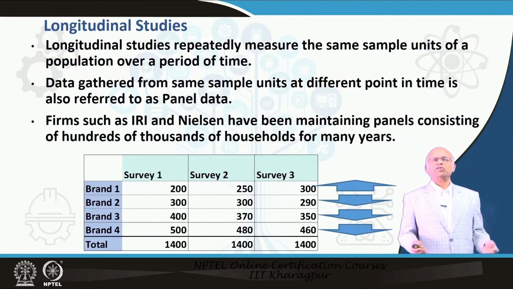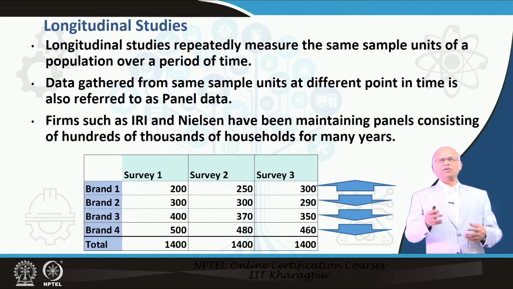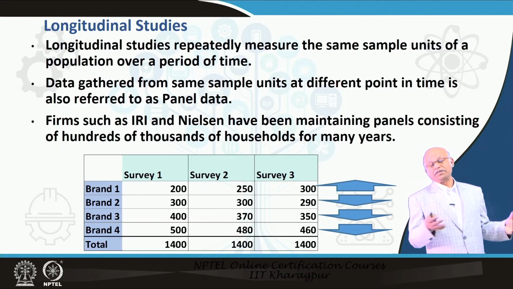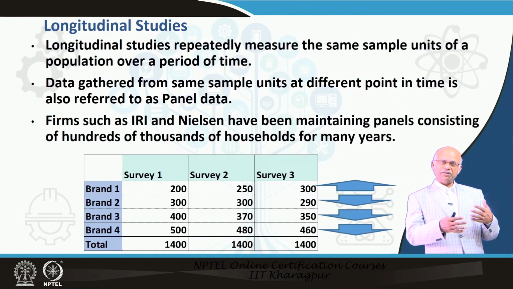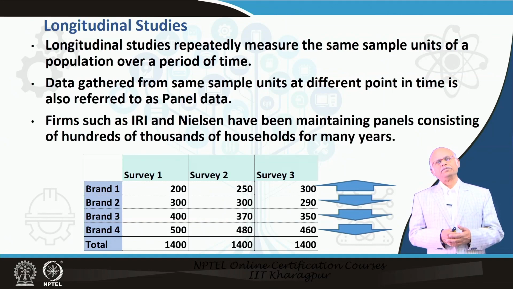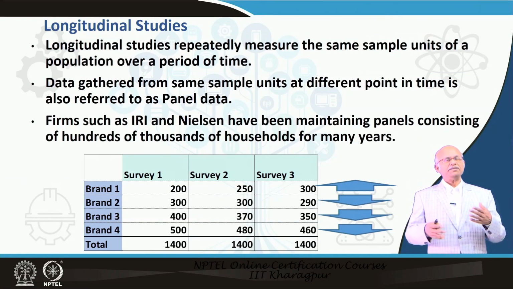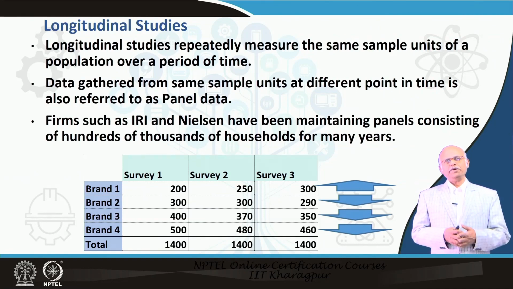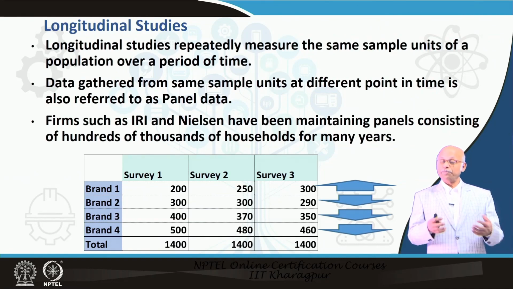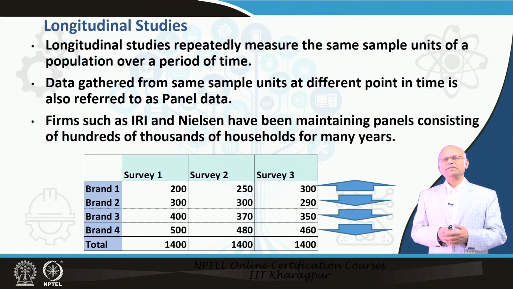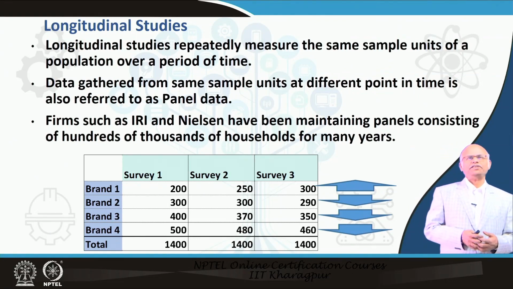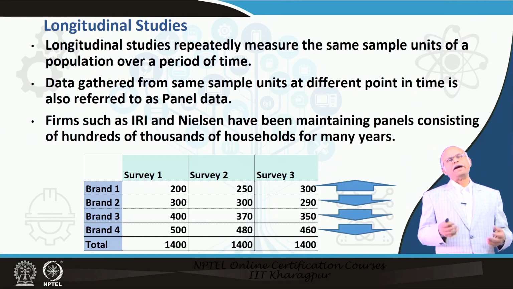Election data are mostly cross-sectional. They do not care how a political party's allegiance is changing over time. That is different. Longitudinal data is taken over a period of time. Data gathered from the same sample units at different points in time is also referred to as panel data, as I said.